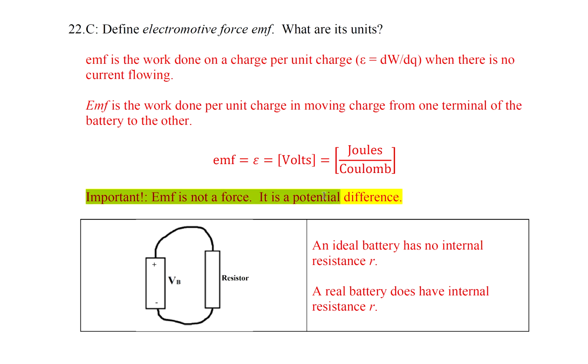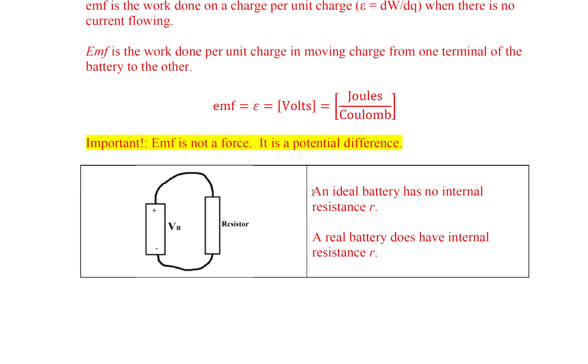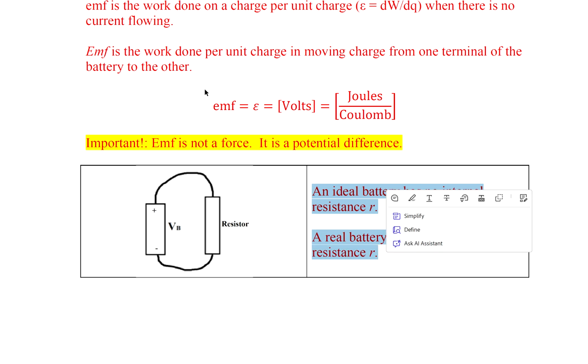Electromotive force is not a force, it's a potential difference. It has units of volts or joules over coulomb, not joules. So an ideal battery has no internal resistance. A real battery does have internal resistance.